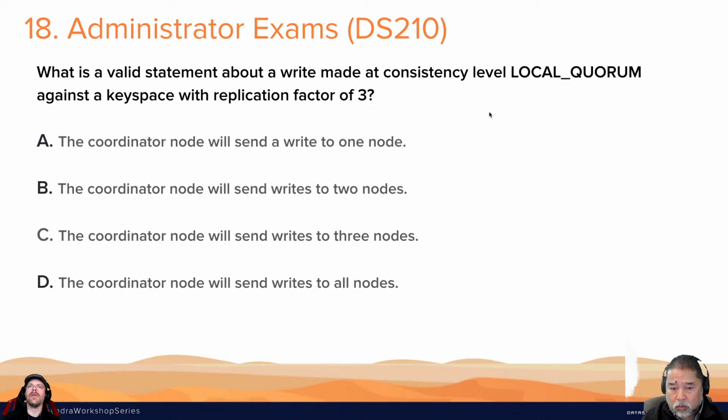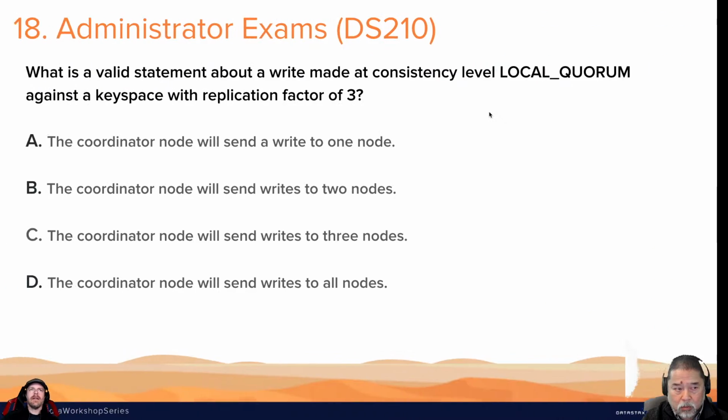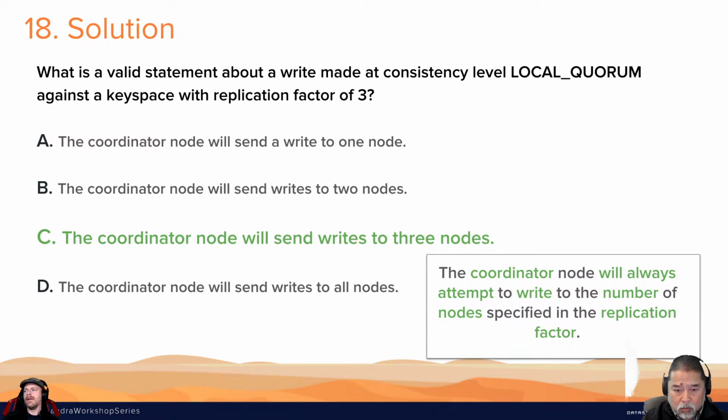All right, let's see. The results are in. And the correct answer was, in fact, C. That's right. So we're talking about a write made at consistency level local quorum. The keyspace has a replication factor of 3.